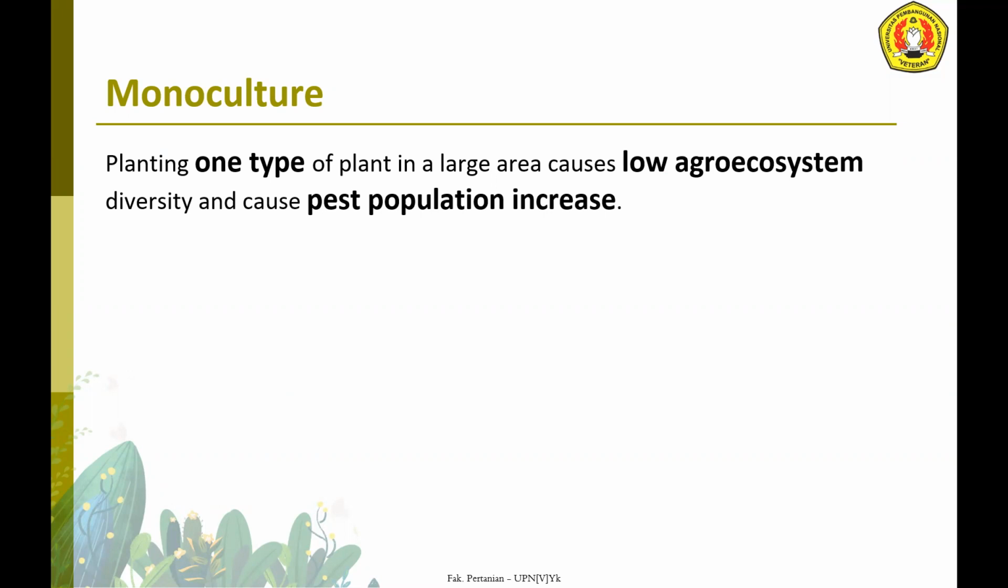Jadi kalau kita menanam monokultur di area yang sangat luas, itu menyebabkan keragaman agrosistem rendah. Nah, keragaman agrosistem yang rendah ini adalah kunci dari sebuah outbreak. Jadi dihindari. Memiliki agrosistem dengan diversity yang sangat rendah itu perlu dihindari.